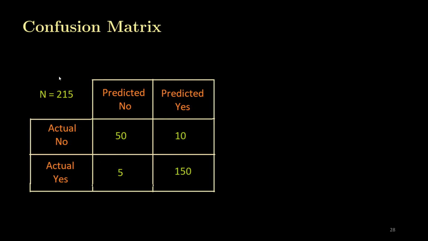The total samples are 215. Out of 215, 200 samples are correctly classified and 15 samples are not correctly classified. It means if I divide this 200 by the total of 215, I will get the accuracy of the model. So in this way, from the confusion matrix, by observing the correctly classified samples and the wrongly classified samples, we can easily calculate the accuracy of a model using the confusion matrix.